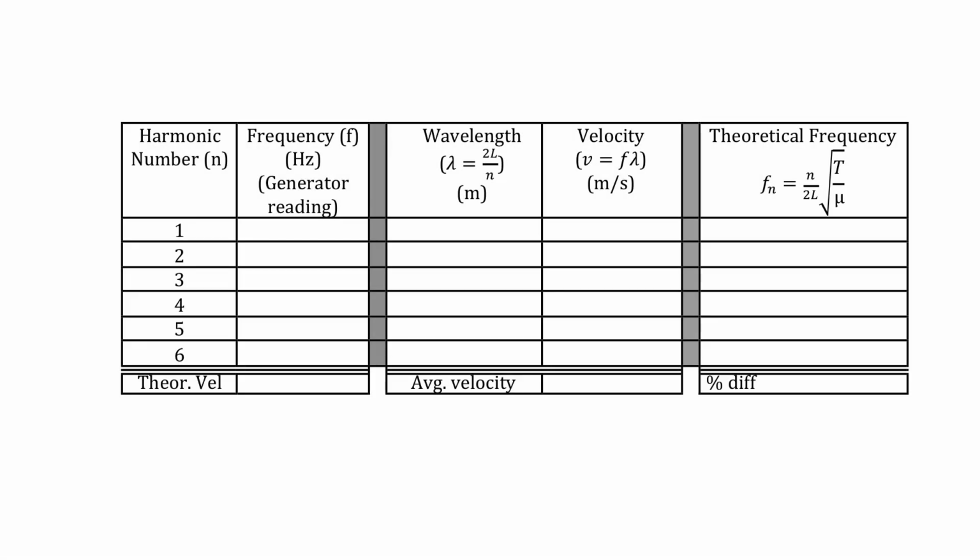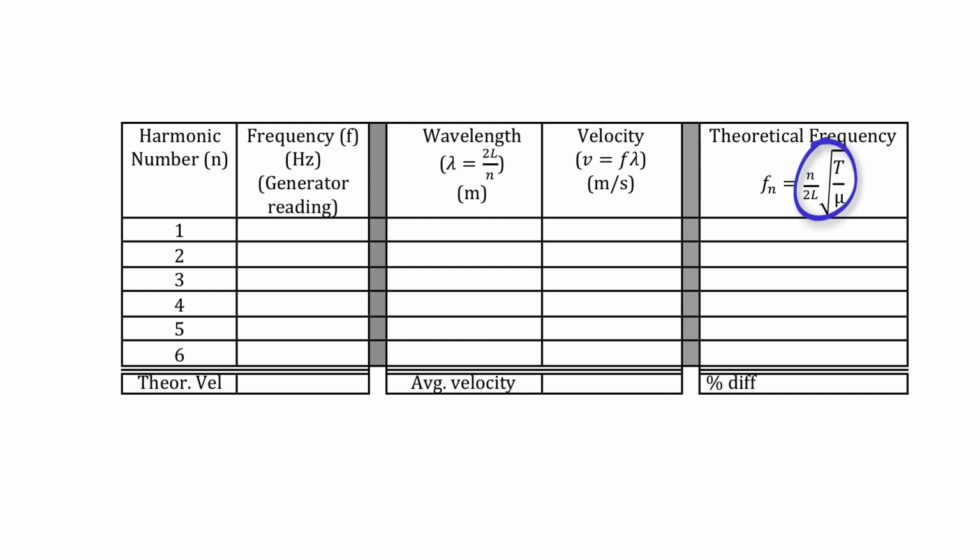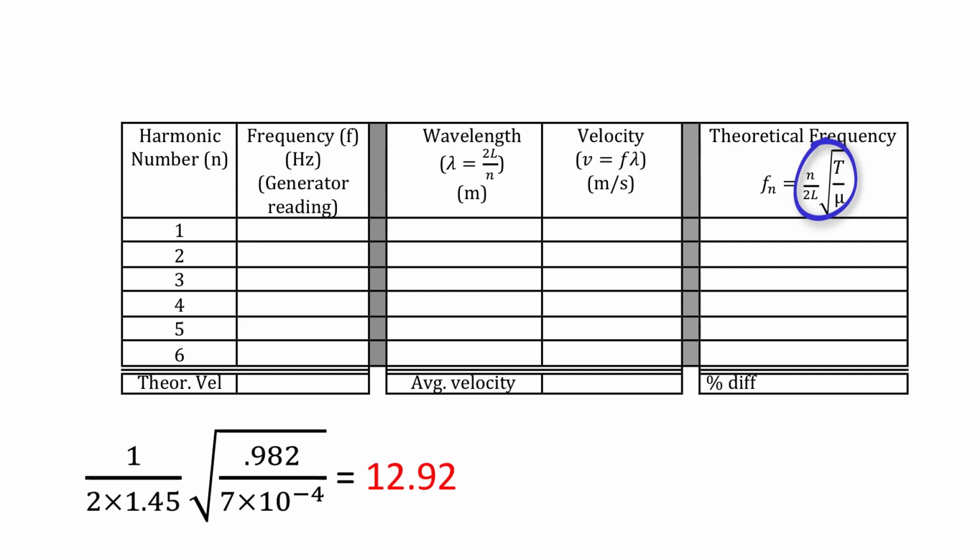Here's a huge time-saving tip. For your calculations, you'll find that some values are the same for different trials. For example, for the first set of wavelength calculations, 2L is constant. So find that number and then just divide it by n each time. Similarly, for the theoretical frequency column, calculate 1 over 2L times the square root of T over mu, and then multiply that number by n for each frequency.